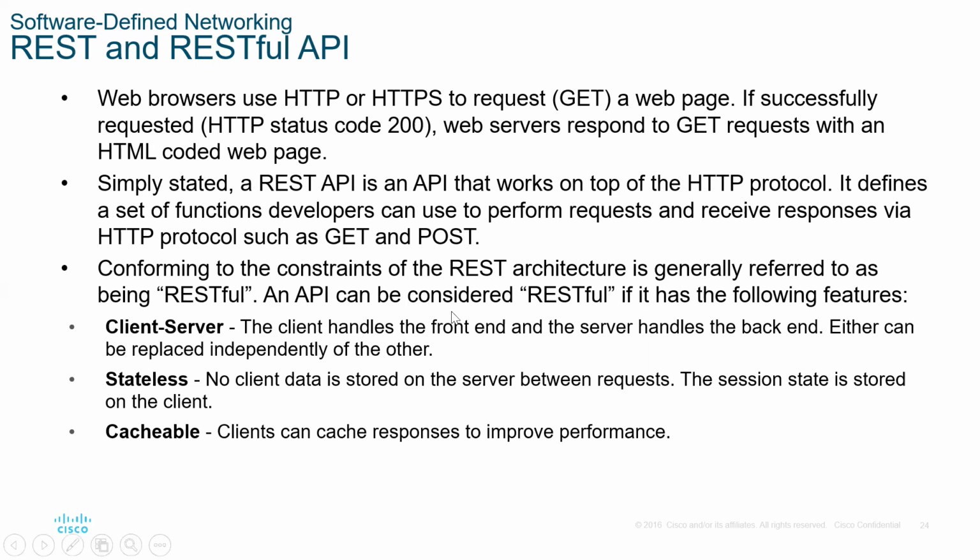Conforming to the constraints of the REST architecture is generally referred to as being RESTful, okay? An API can be considered RESTful if it has the following features: client-server, stateless, cacheable. The client handles the front end, the server handles the back end. Either can be replaced independently of each other. No client data is stored on the server between requests.